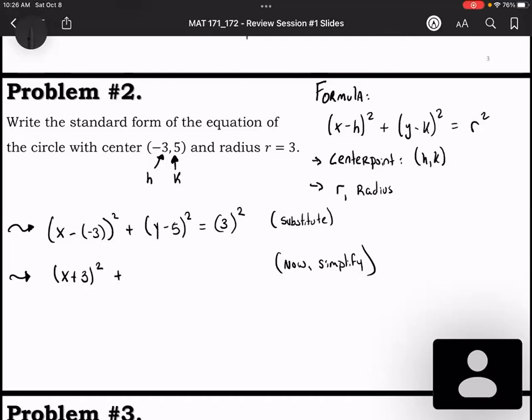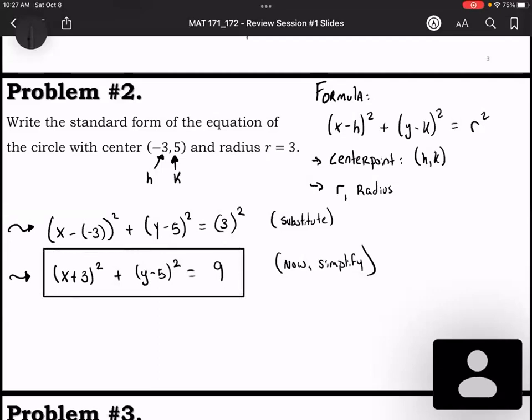plus (y - 5). You can leave it alone, right? So anytime that you have two negatives next to each other, convert the two negatives to a positive, just like what we did with the x minus negative 3. On the other hand, with y minus 5, you can leave it alone. So it's (y - 5)^2 equals the value of r raised to the second power. Do we know what 3 to the second power is going to be? 9. That's right. So (x + 3)^2 + (y - 5)^2 = 9. That's essentially the equation of our circle.